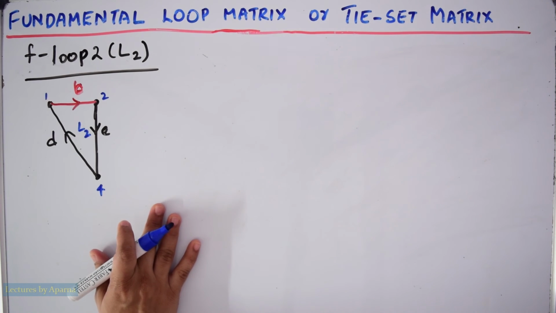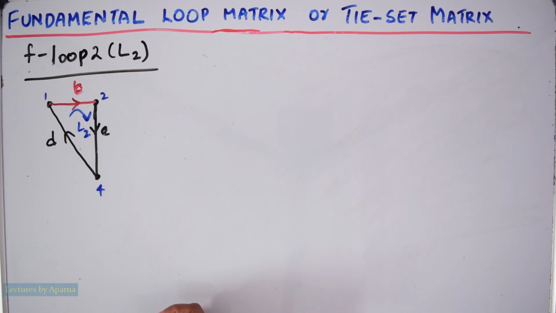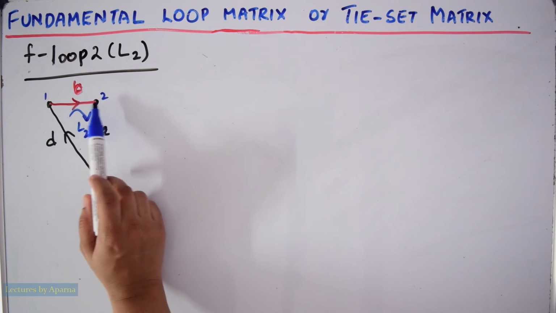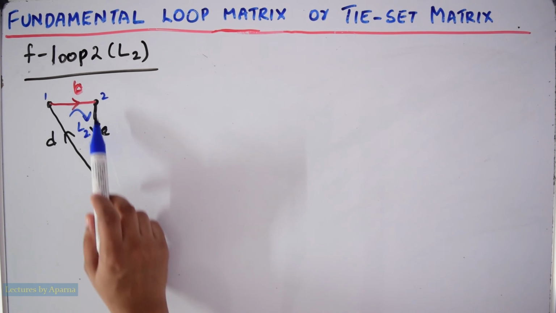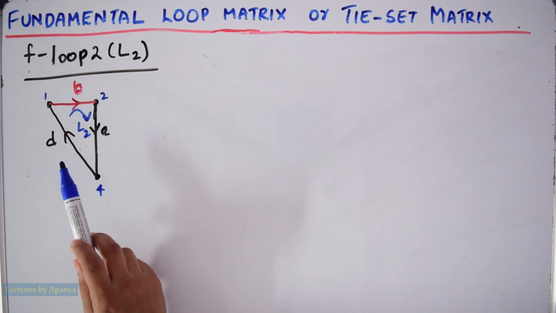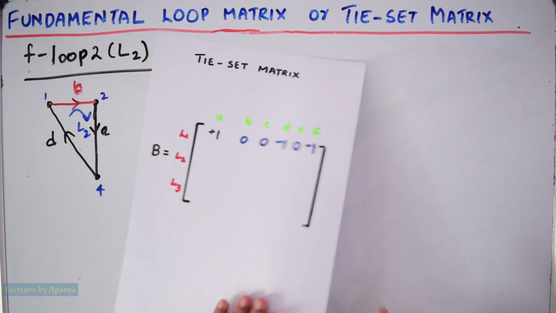So this is loop 2 or L2. The direction of L2 is like this, because the direction of current in branch B is in this direction. So we take the direction of L2 like this, because B is the link and D and E are twigs. So you can fill the tie-set matrix now.